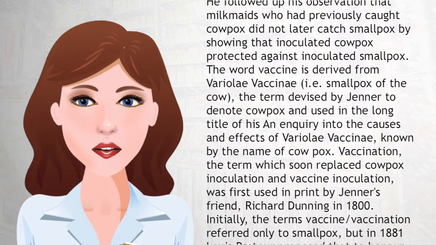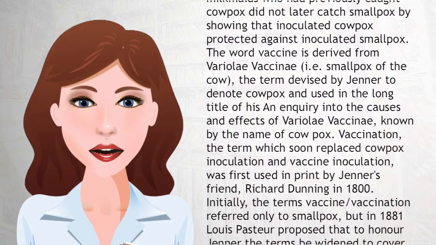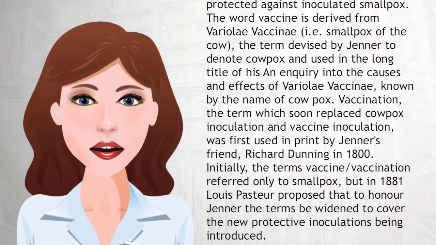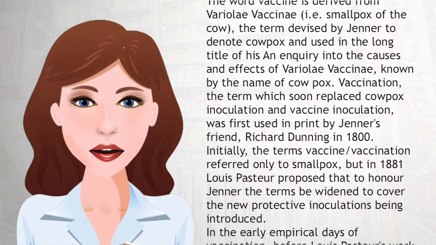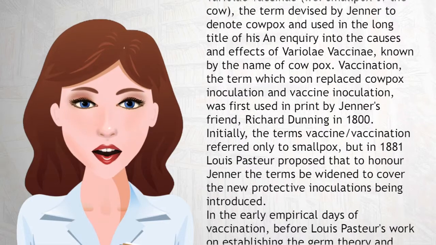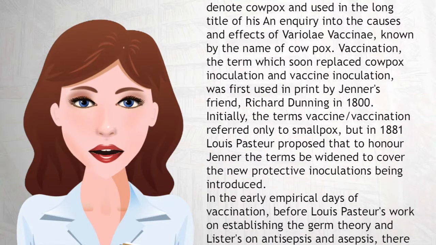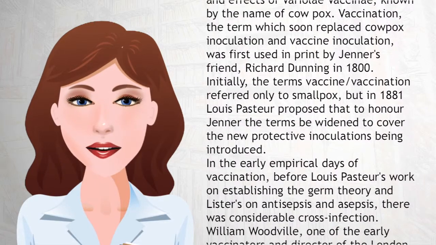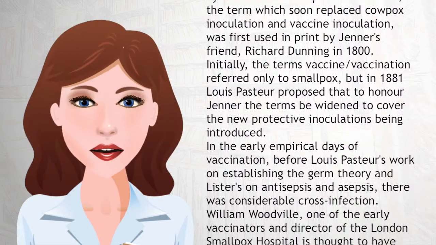The term, which soon replaced cowpox inoculation and vaccine inoculation, was first used in print by Jenner's friend, Richard Dunning, in 1800. Initially, the terms vaccine and vaccination referred only to smallpox, but in 1881 Louis Pasteur proposed that to honor Jenner the terms be widened to cover the new protective inoculations being introduced.